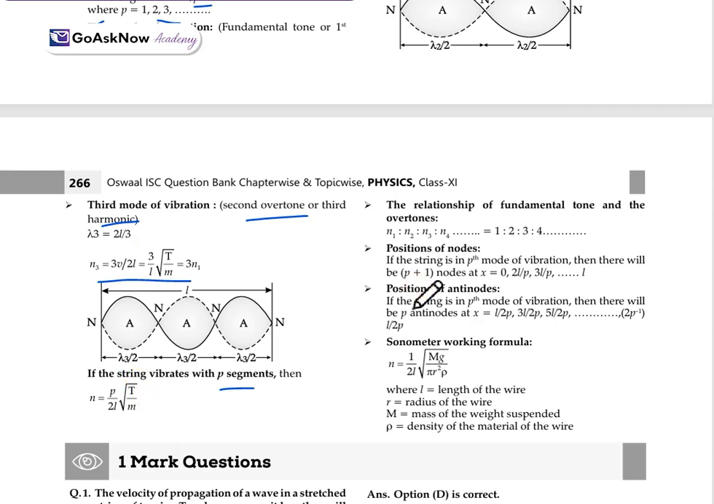The relationship of the fundamental tone and the overtones will be like n1 : n2 : n3 : n4, which is equal to 1 : 2 : 3 : 4.